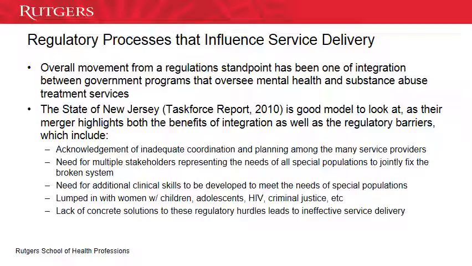Specifically for people experiencing homelessness with co-occurring disorders, they acknowledge the inadequacies that exist regarding coordination and planning among the many service providers, and the need for multiple stakeholders that represent the needs of these populations to come together and jointly fix the broken system. They also acknowledge the need for additional clinical skills to be developed that will meet the needs of these special populations.